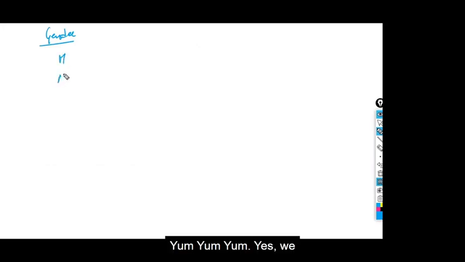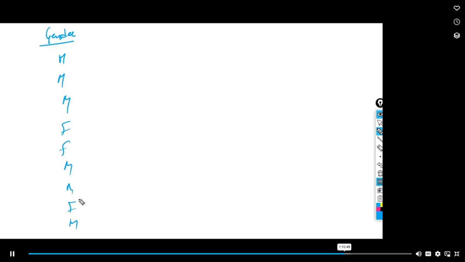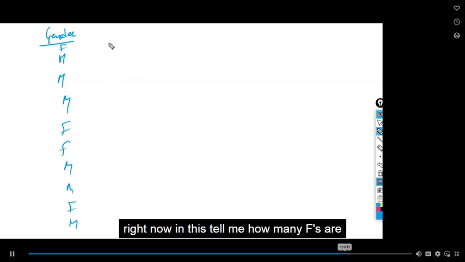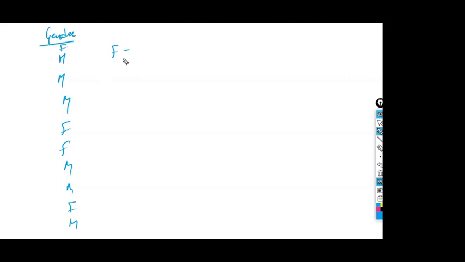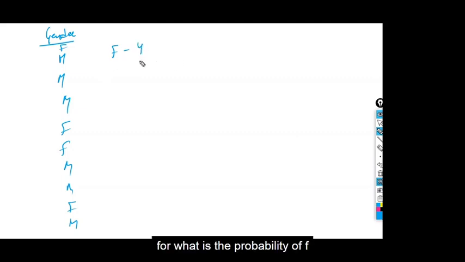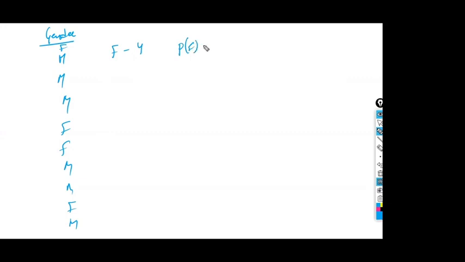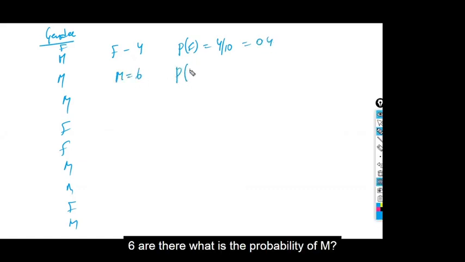For example, let us take a very simple example. Gender: M, F, M, F, M, and so on, 10 values. Now, in this, tell me how many Fs are there? 4. What is the probability of F? 4 by 10, which is 0.4. M, 6 are there. What is the probability of M? 6 by 10, which is 0.6.